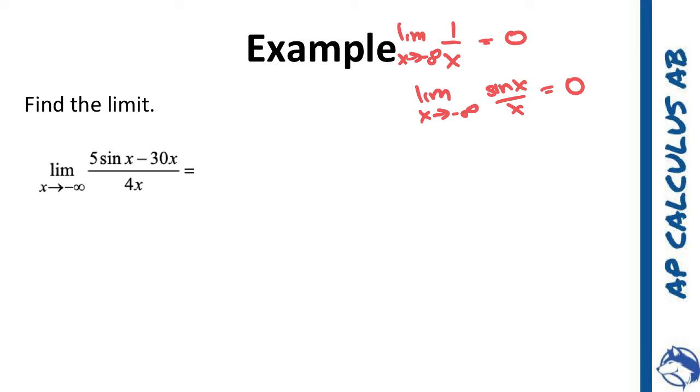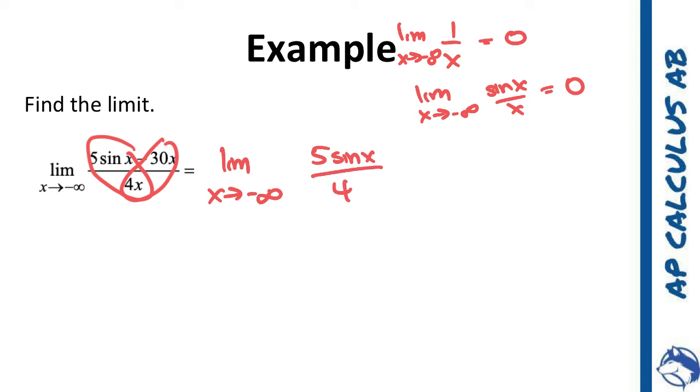So for this, what I like to do is split this up into 2 separate pieces. We're allowed to do that. So I'm going to write this as the limit as x approaches negative infinity of 5 sine of x over 4x minus 30x over 4x. And so I've got both of those pieces going on here.